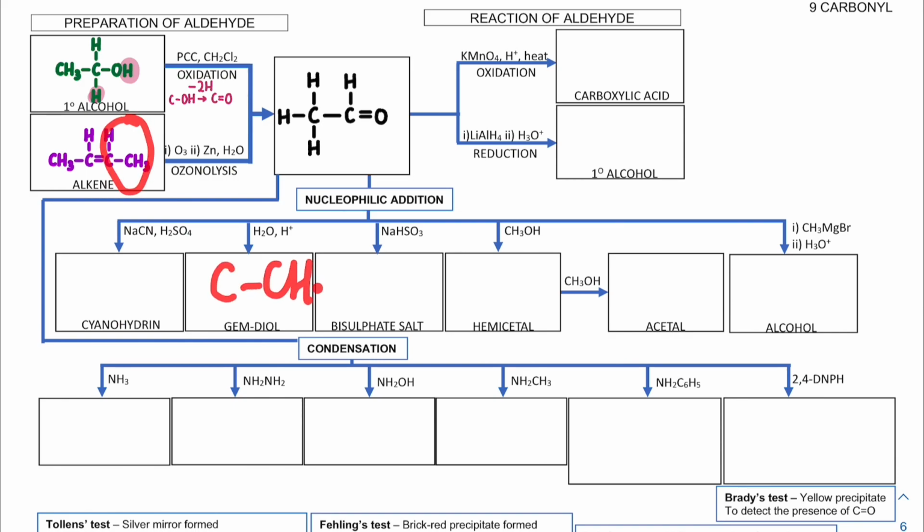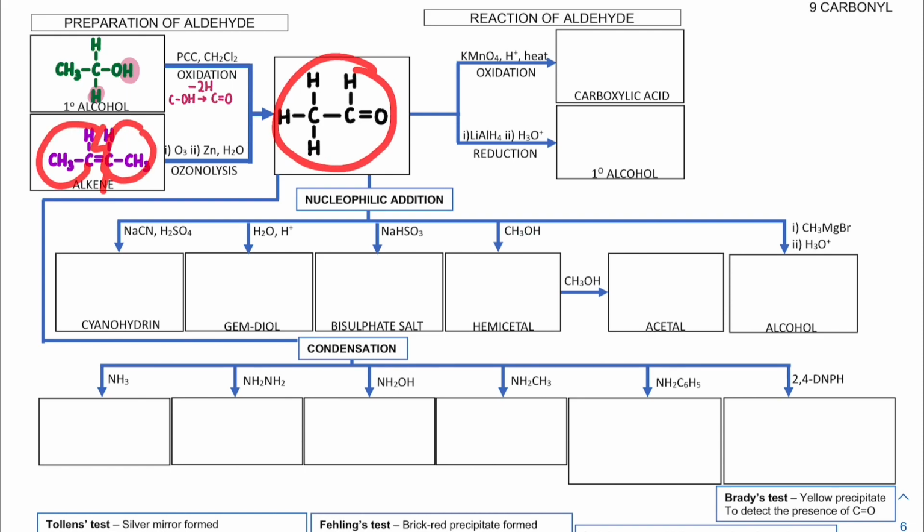The CCH3 double bond hydrogen. The double bond, we will change to oxygen. So when we oxidize these two, since they are identical, both will get the same product. The only difference is that this one has the CH3 in condensed form, and this one is expanded. Okay, so that is for the preparation of aldehyde.